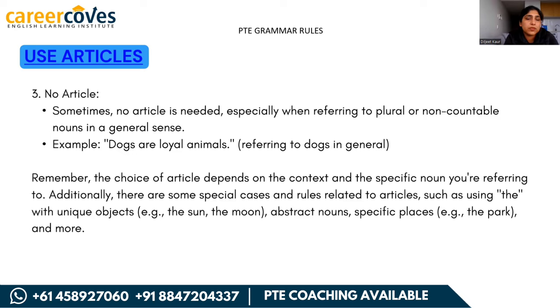If there is no article, sometimes no article is needed, especially when referring to plural or non-countable nouns in a general sense. Example, dogs are loyal animals. So referring to dogs in general, we don't need to say the dogs. Dogs is a general thing here. So remember, the choice of article depends on the context and the specific nouns you are referring to. Additionally, there are some specific cases and rules related to articles, such as using the with unique objects. So we use the with some unique things. Unique, what? The sun. There's only one sun, so it is unique. The moon. Abstract nouns, specific places, for example the park, and more.